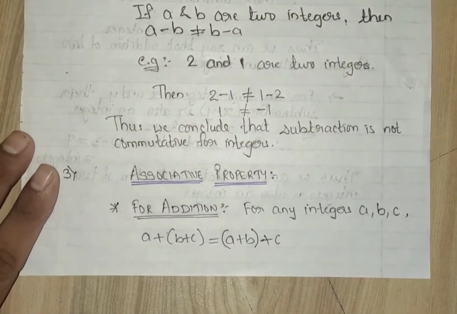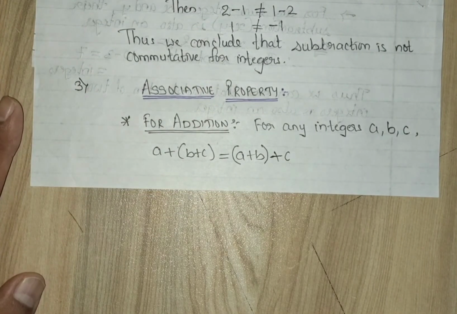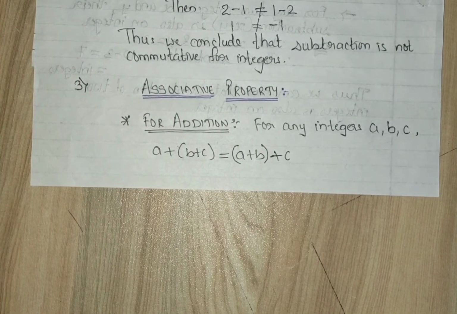Now let us move to associative property. Here also we will take associative property for addition first, and then we will take associative property for subtraction, and we'll see if addition is associative or not and subtraction is associative or not.